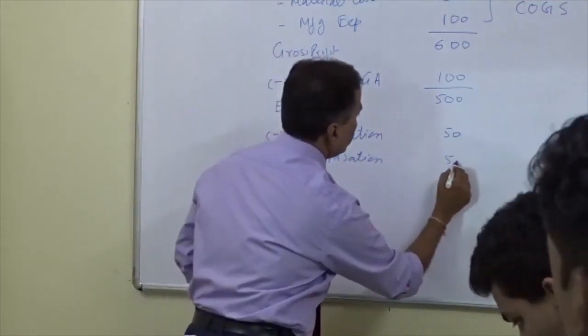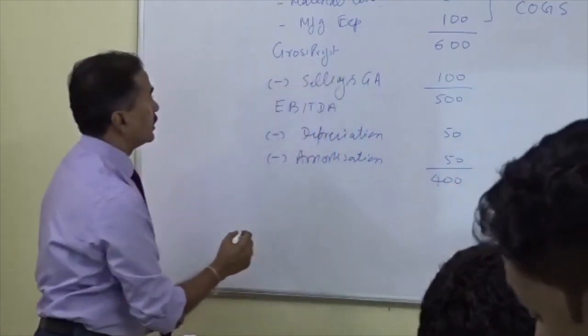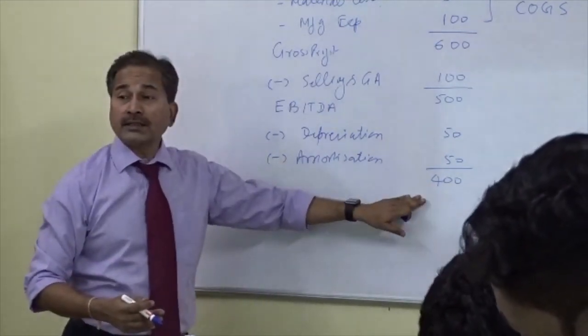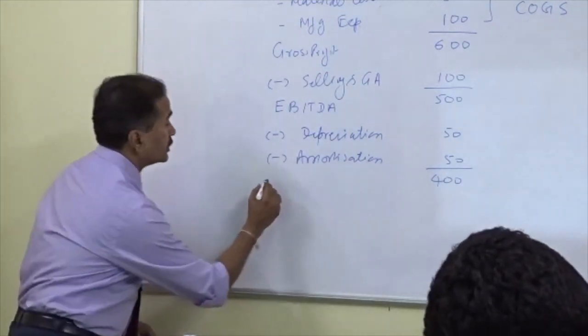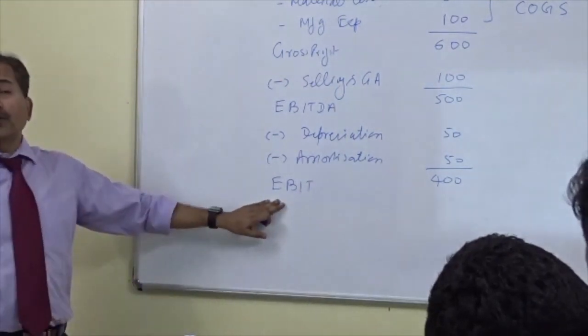And let's say this is also 50. So what you have here is 400, and this 400, अब तो बहुत simple है. This 400 is known as EBIT. अब तो क्यों? Why it is called EBIT? EBIT is earning before interest and tax.